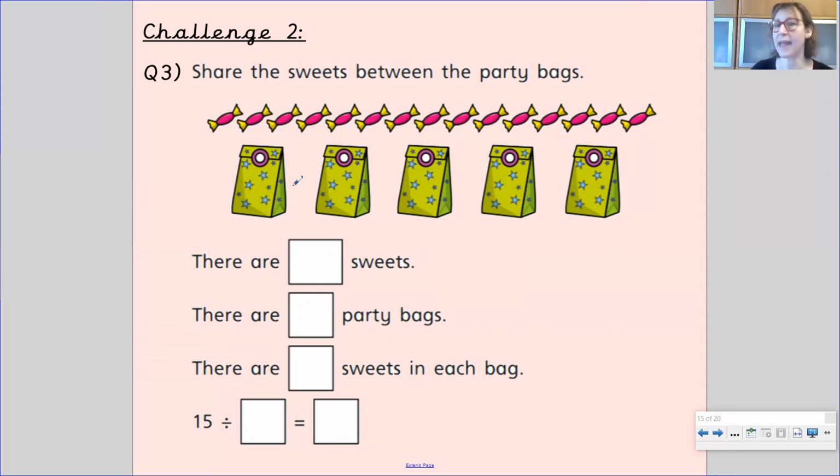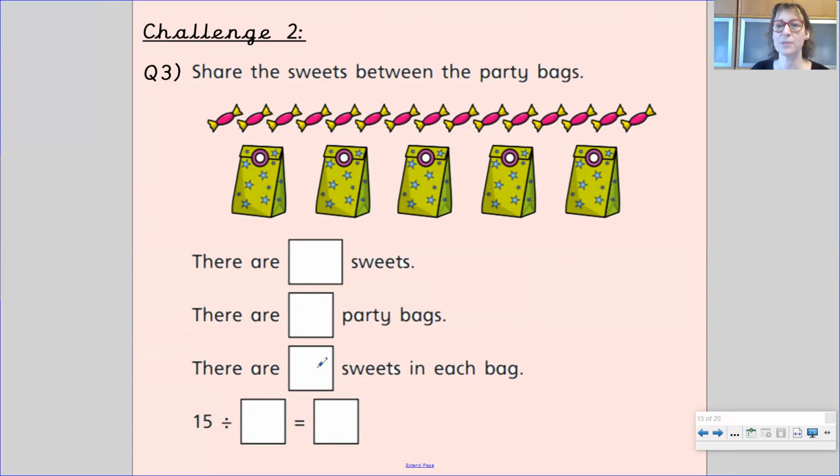So you might, again, need to find something to help you. You might need to find something that you can move to pretend to be your sweets and pretend to be your party bags. Because if you can manipulate objects, it's much easier to remember what you're doing. So count out how many you need. I'm not telling you, although the answer is on the screen. And then your party bags and see if you can work it out.